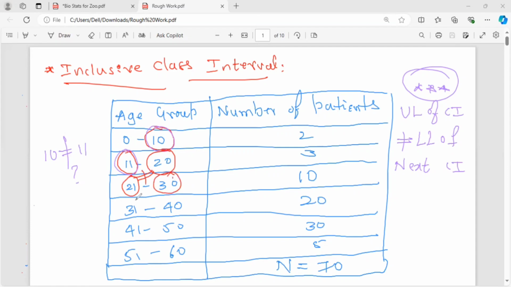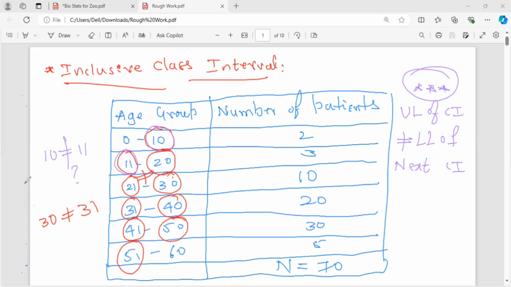Just check here: is 30 the same as 31? No, 30 is not equal to 31. 30 is the upper limit of the third class interval and 31 is the lower limit of the fourth class interval. These are not the same. Is it clear? Such class intervals are called inclusive class intervals. I hope it is clear. So in any type of class interval, if the upper limit of a class interval is not the same as the lower limit of the next class interval, such class intervals come under inclusive class intervals.